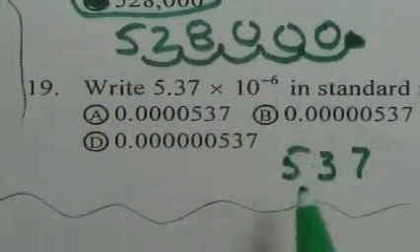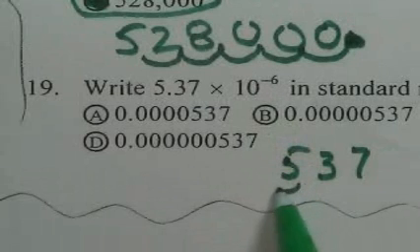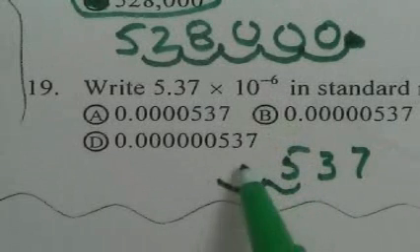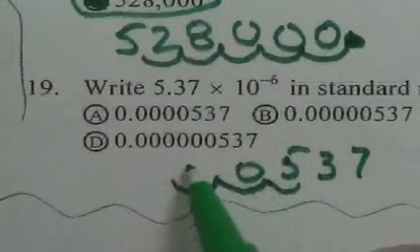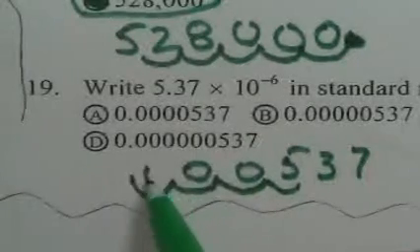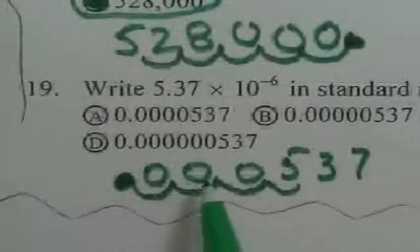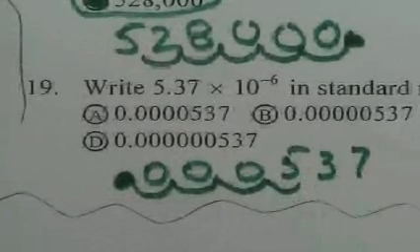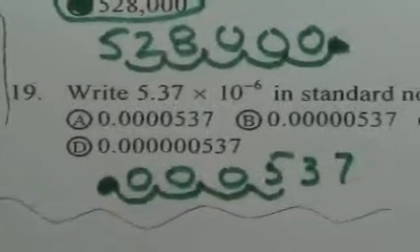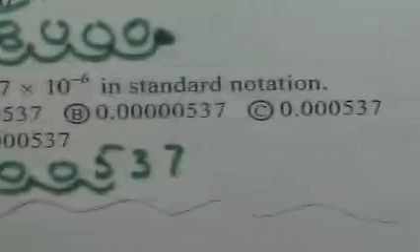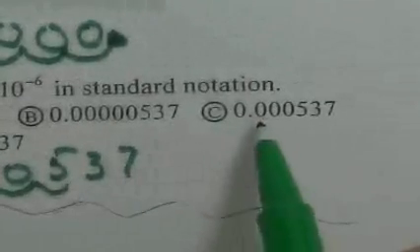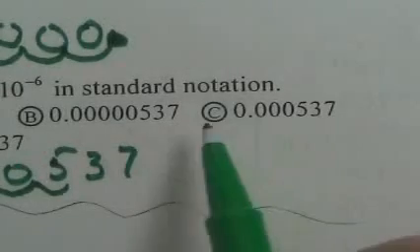4 spaces. So it's right here. So I'm moving it over 1, 2, 3, 4. That's where the decimal goes. So there's our number, 0.000537. And that would be letter C, 0.000537.